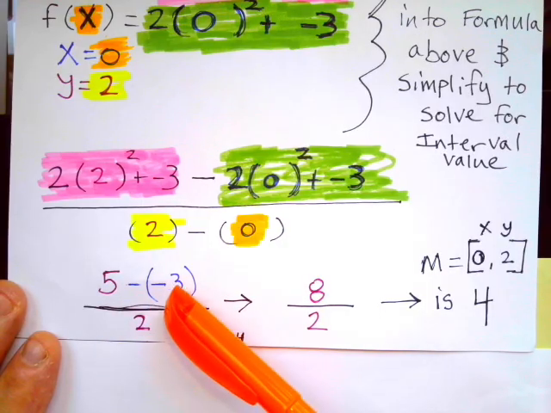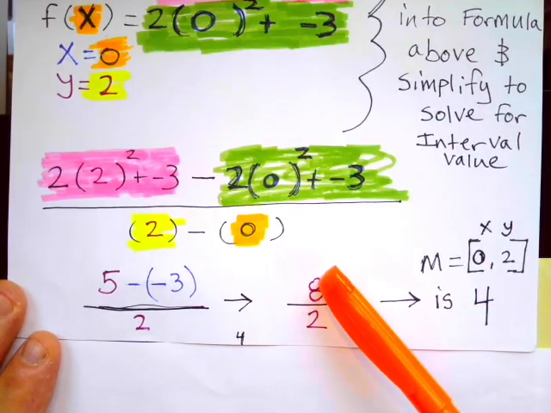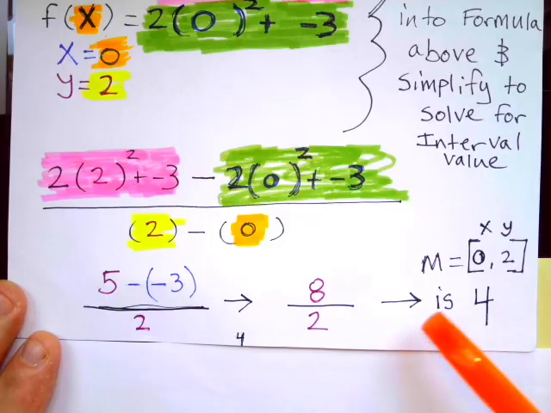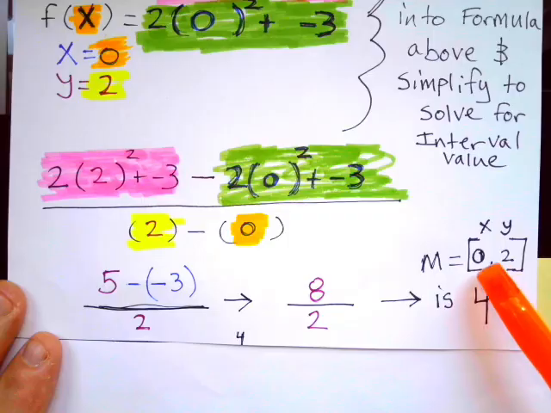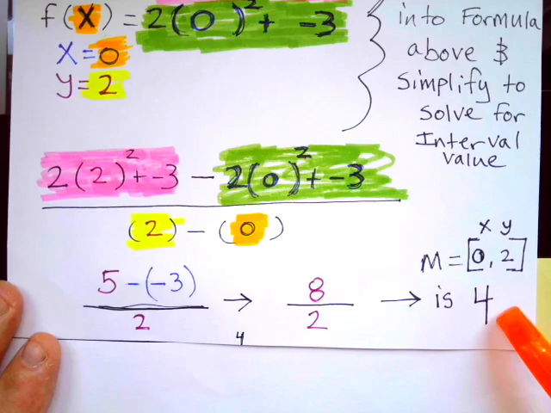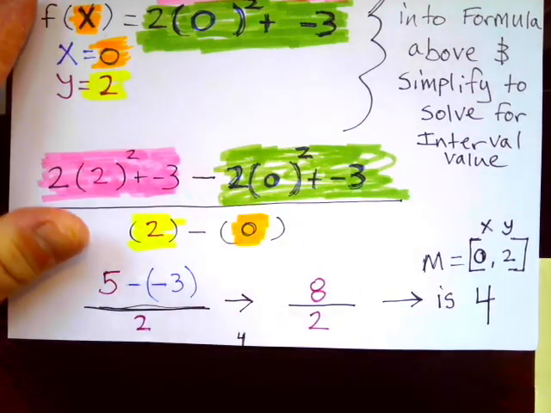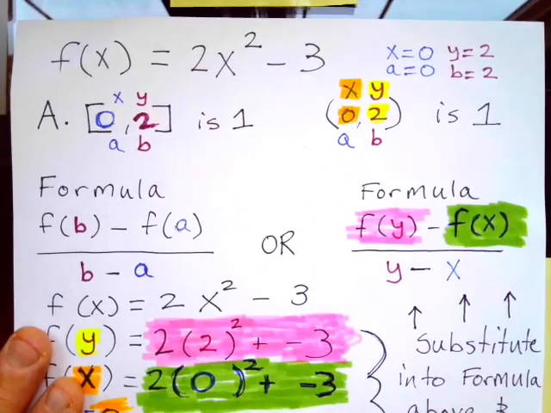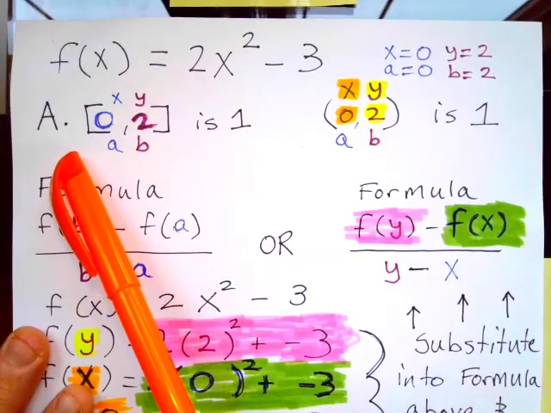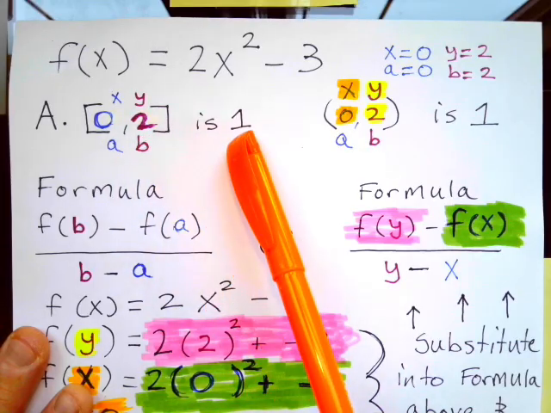So what's 5 plus 3? That's 8 divided by 2. What is 8 divided by 2? It's 4. So, given the bracket of 0 and 2, the interval is 4. Let's take a quick look here. Is that what they're asking? Well, for A, if you go back to the part 1 video, you'll see they give you the bracket of 0 and 2 is 1.